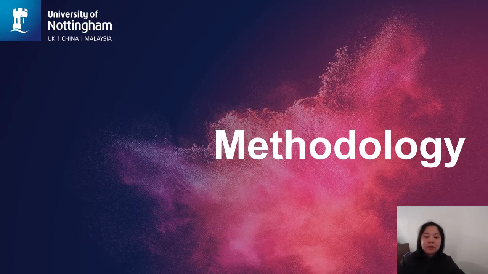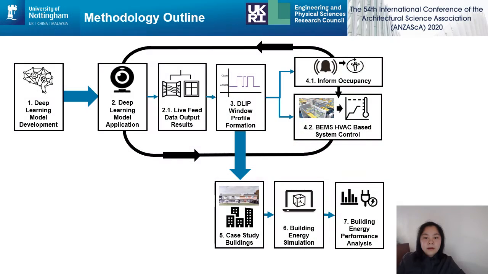The next following slides will present the methodology used. The method consists of 7 steps. Steps 1 and 2 are the initial steps for developing the deep learning model for window detection. Deep learning profiles are formed from live detection of window conditions, and the data is given to step 4 to inform occupants and system controls. Additionally, steps 5 to 7 were used to enable the analysis of the developed approach based on building energy performance.